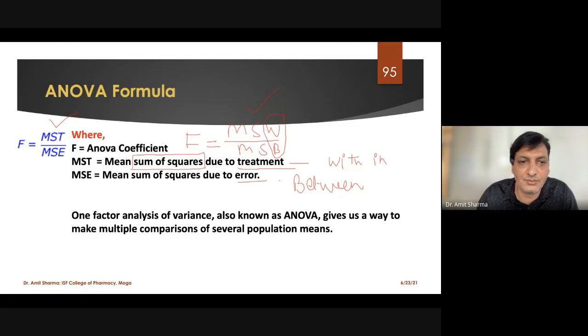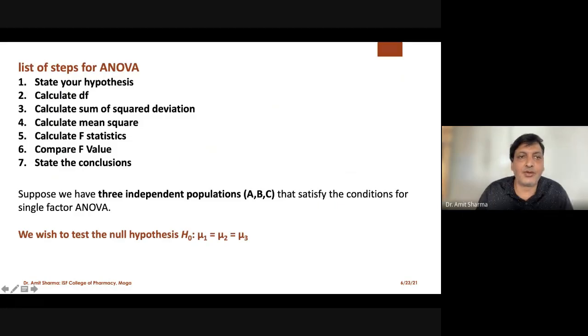To fulfill this equation, we require two different readings. The first one is the mean sum of squares within, or treatment, or mean sum of squares of error, and between is the same. So two different sums of squares we require. Now, steps. If we want to conduct ANOVA numerically, we have to complete these 7 steps. 7 steps are there which we have to remember from the examination point of view.